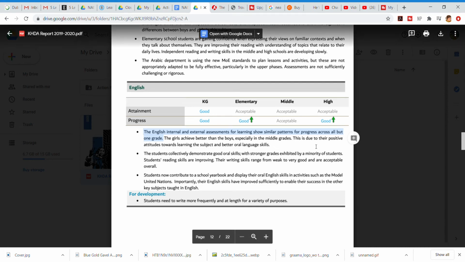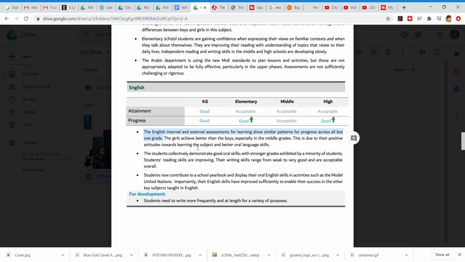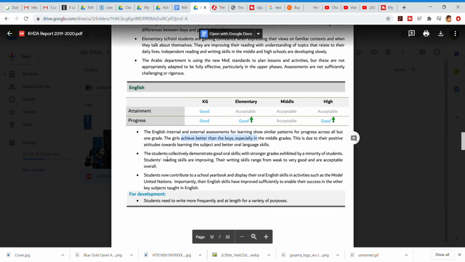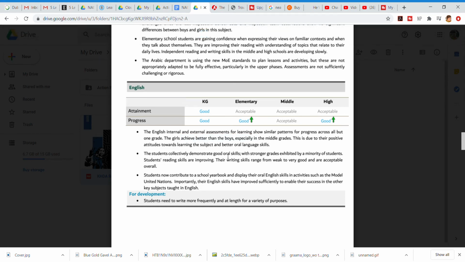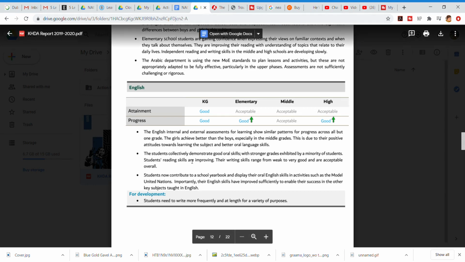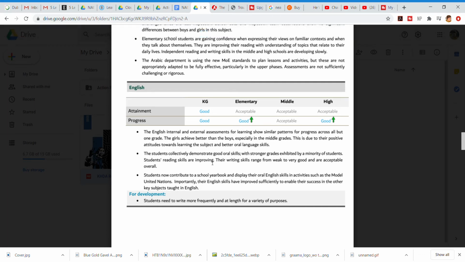Also looking at the positive attitudes towards learning in the subject and better oral language skills. The focus here really is the achievement for our boys. Especially you should be focused on boys and Emirati students. The collective students demonstrate good oral skills with stronger grades exhibited by a minority of students. Students' reading skills are improving. That word, improving, means that it is happening, but we are not at the finish line yet, which means that we need to go back in our action plan and create something that shows that we are still building our reading skills, comprehension, and all those things.